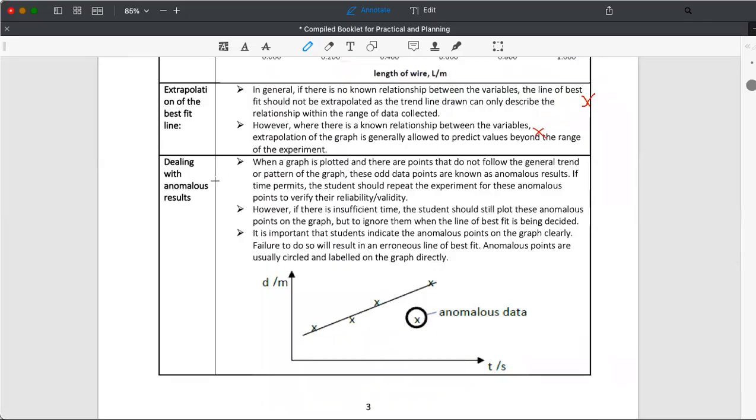Okay, dealing with anomalous results. This one we mentioned briefly. When a graph is plotted and there are some points that do not follow the general trend or pattern, do not panic. These odd data points are known as anomalous results. If you have enough time, you can repeat to test or verify the reliability. However, if you really do not have time, you can still plot this anomalous point, leave it there, and circle the anomalous data. This is how I do it.